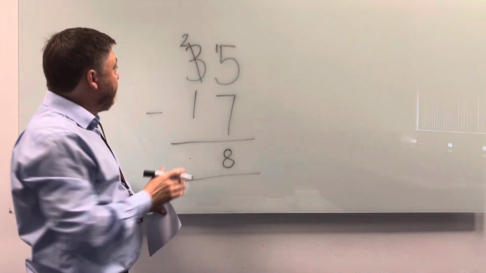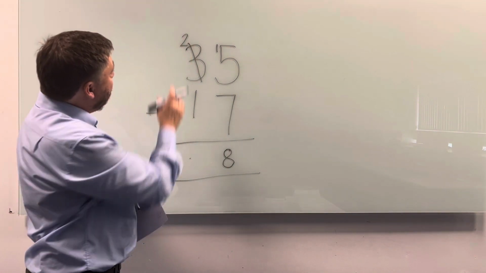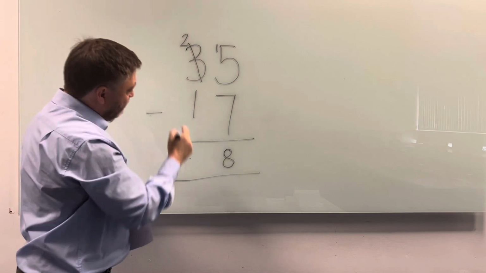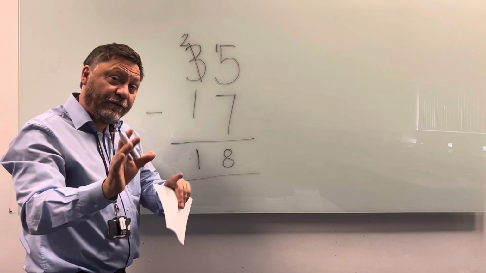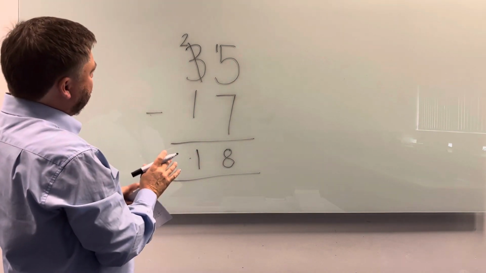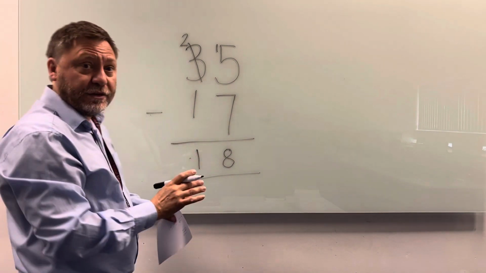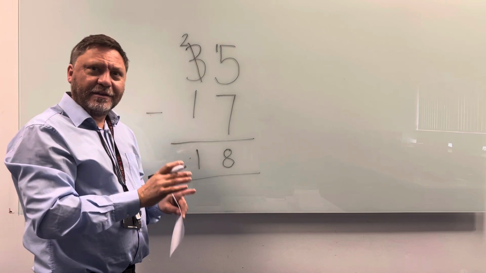And now I'm left with the tens column. I've got 2 tens and 1 ten. I'm just going to take that 1 away from the 2, and that leaves me with 1, and that gives me my answer. And finally, I'm just going to have a look at that. 18. Does that sound about right? Yeah, I think that looks about right to me. It doesn't look like it's anything else.